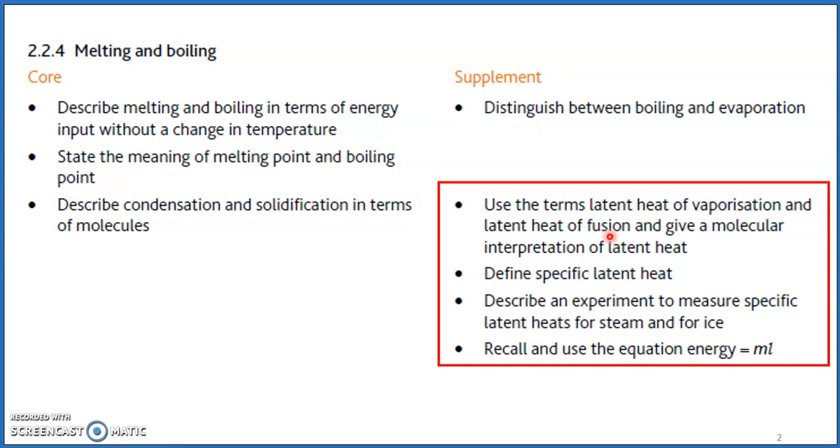Apart from that, the students also have to be able to describe an experiment to measure specific latent heat for steam and for ice. Basically, for steam it is latent heat of vaporization, for ice it is latent heat of fusion. And under this latent heat, we have the equation energy is equal to mL, and they have to be able to solve the questions based on this equation.